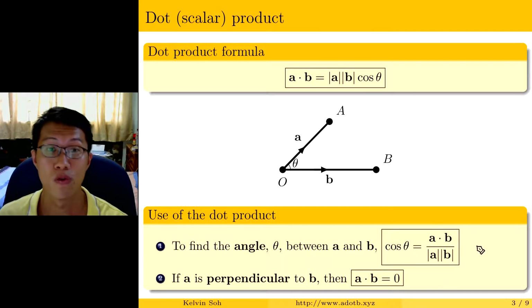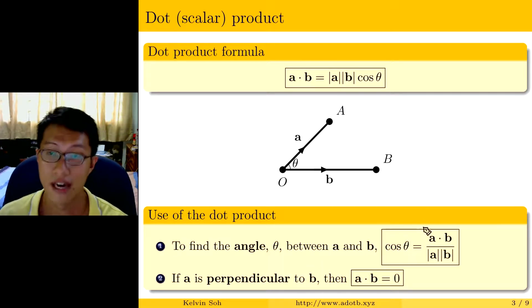The magnitude of a and the magnitude of b are also reasonably simple to calculate using a square root and Pythagoras' theorem, essentially. So because the right hand side is very easy to compute, we can just plug into this formula and use our calculator to arrive at the angle between two vectors.